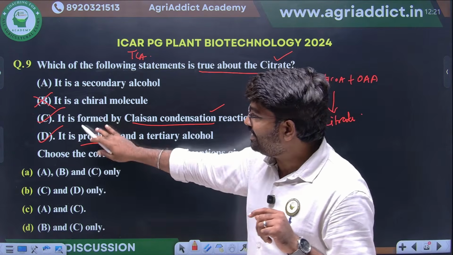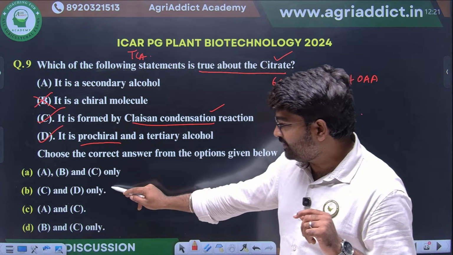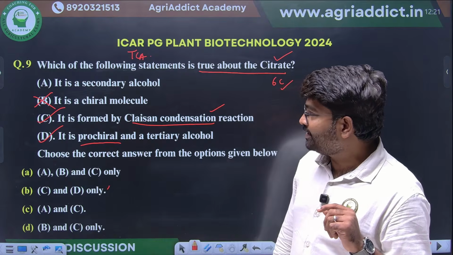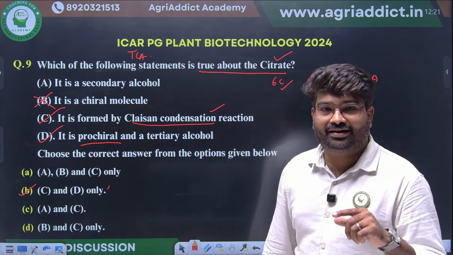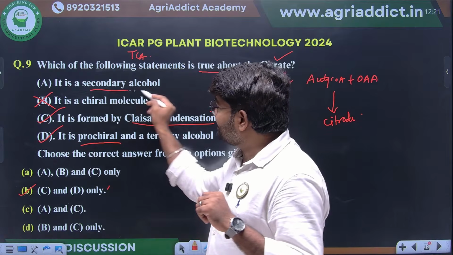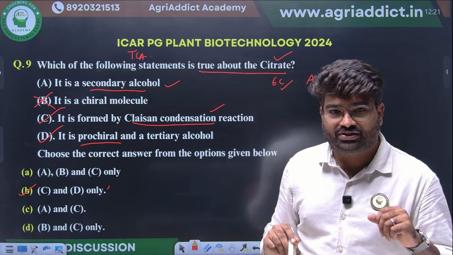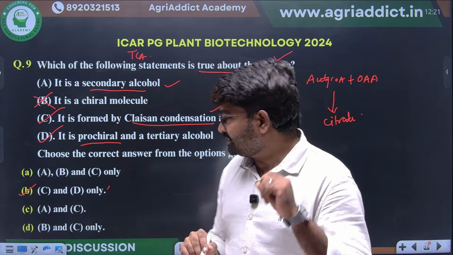So C and D are correct. Where are C and D coming? C and D are coming here. Yes, only here C and D are coming. So this is the right option. Why is it not a secondary alcohol? Here comes the question. Why is it not a secondary alcohol?